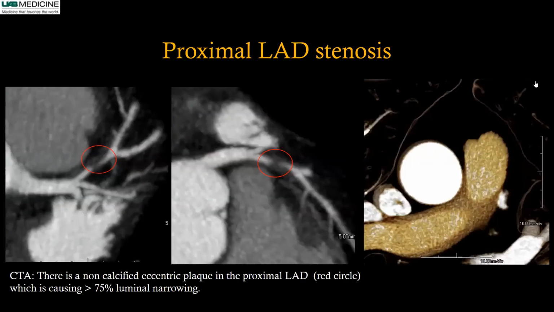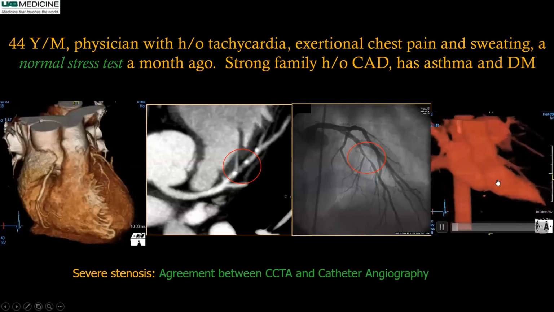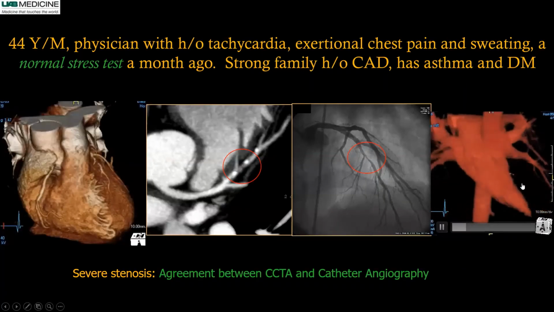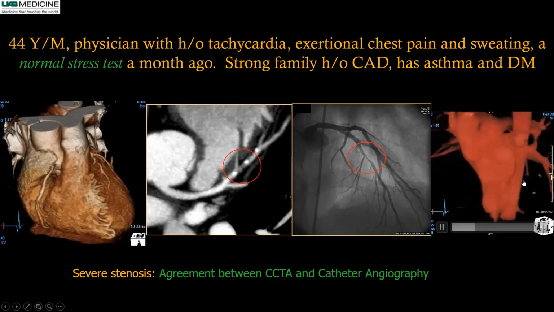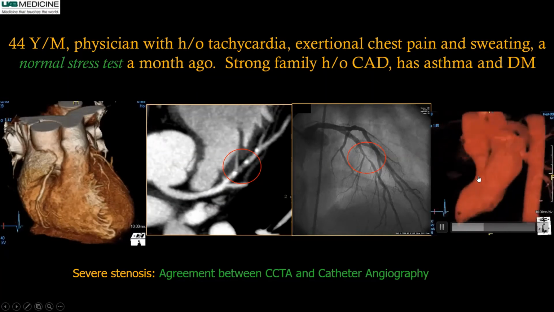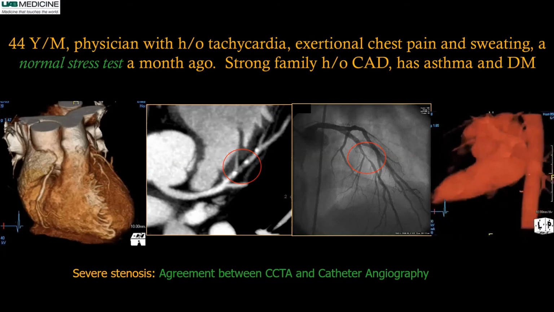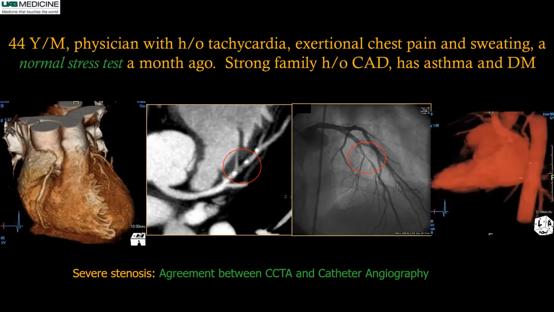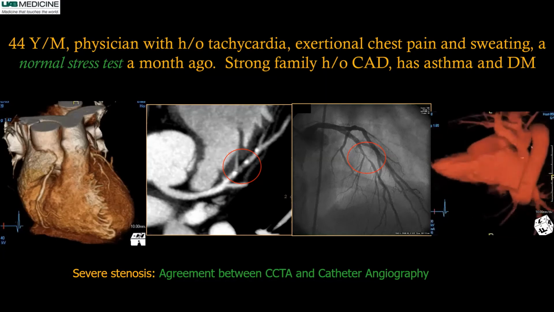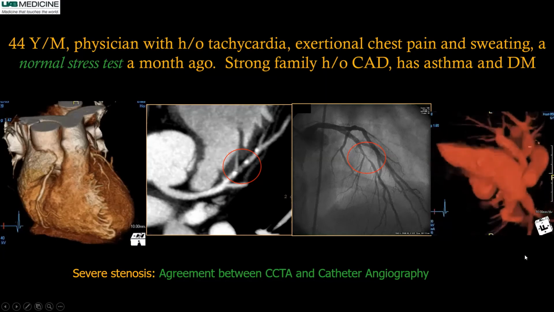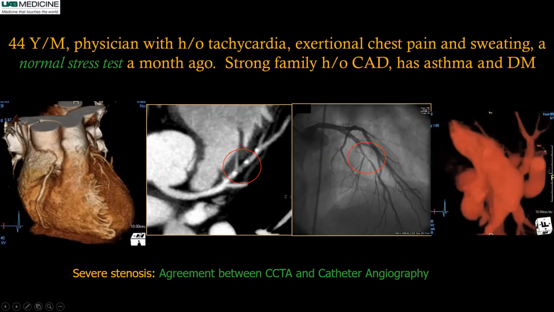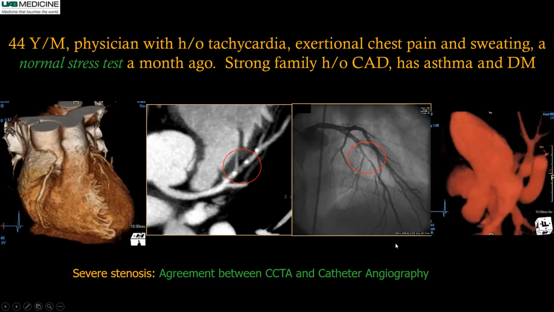You can actually look at the global function or any regional wall motion abnormality of the left ventricle. So what you're seeing is all the walls of the left ventricle are moving very well. And this is very useful information in patients with dilated cardiomyopathy, or patients who have Takotsubo disease or hypertrophic cardiomyopathy.